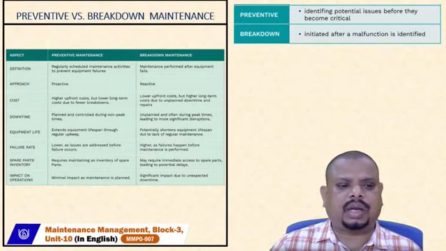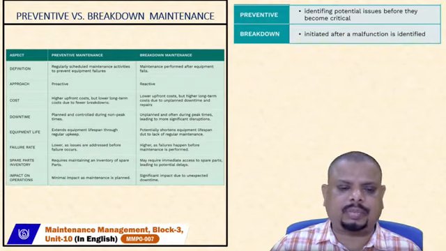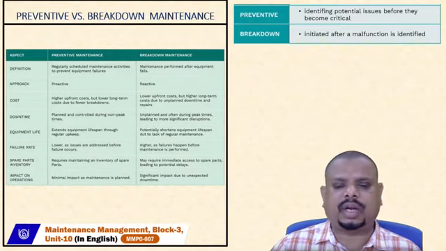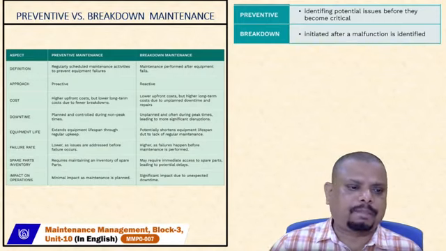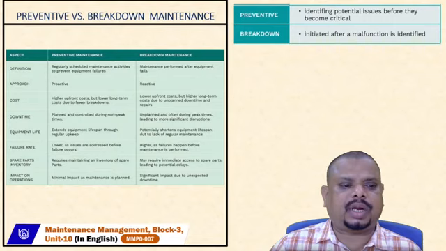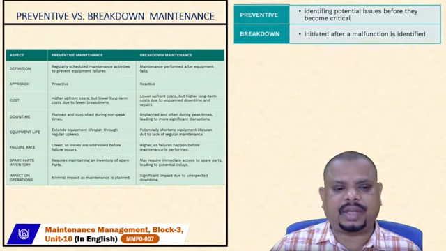The next aspect is downtime. In preventive maintenance, downtime is planned and controlled during off-peak times, and in case of breakdown maintenance, it is unplanned and occurs during peak times, leading to more significant disruption or errors in production. Then the next aspect is equipment life. Preventive maintenance provides an extended equipment lifespan through regular upkeep, that means checking.